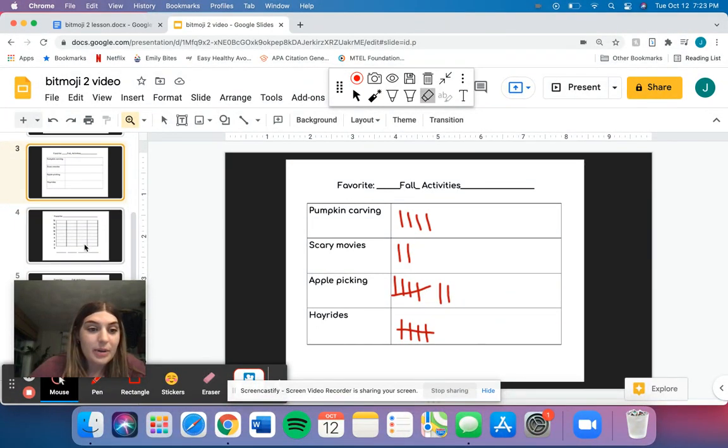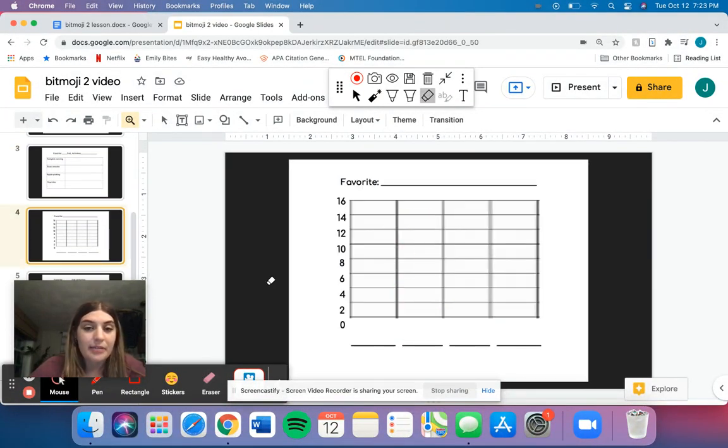So this is what my blank graph looks like. So similar to the blank tally chart, I have favorite and then a spot for my title. And then I have the 4 spots for me to write my choices. So I'm going to have the same exact title as I did on my tally chart because it's going to be showing the same data. So mine would be favorite fall activities.